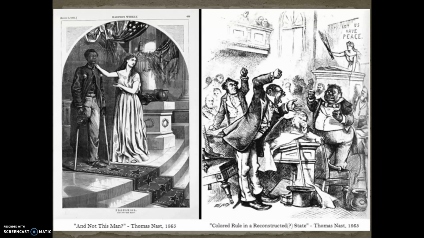If you look at these two political cartoons side by side, you might be surprised to note that they're actually drawn by the same person, Thomas Nast, who was a Northern cartoonist. The one on the left is a plea for enfranchisement for African American men, the right to vote, and the one on the right is lampooning the Southern governments under the leadership of African American politicians.